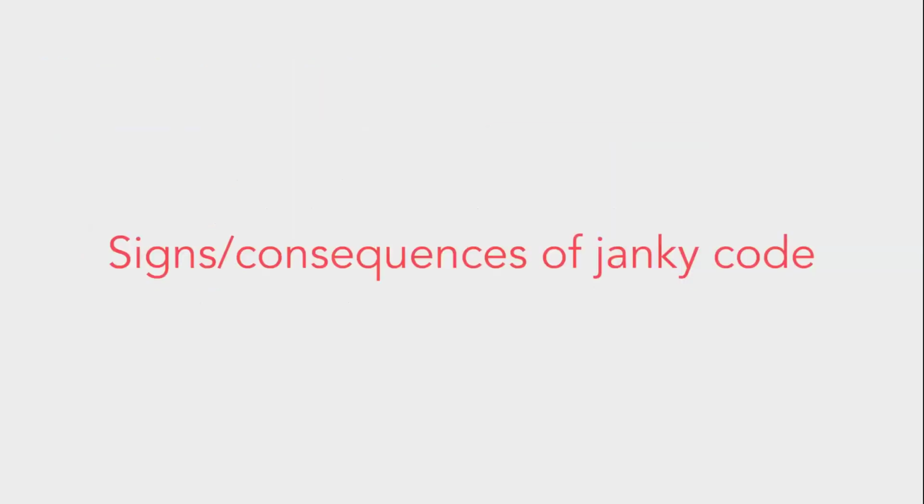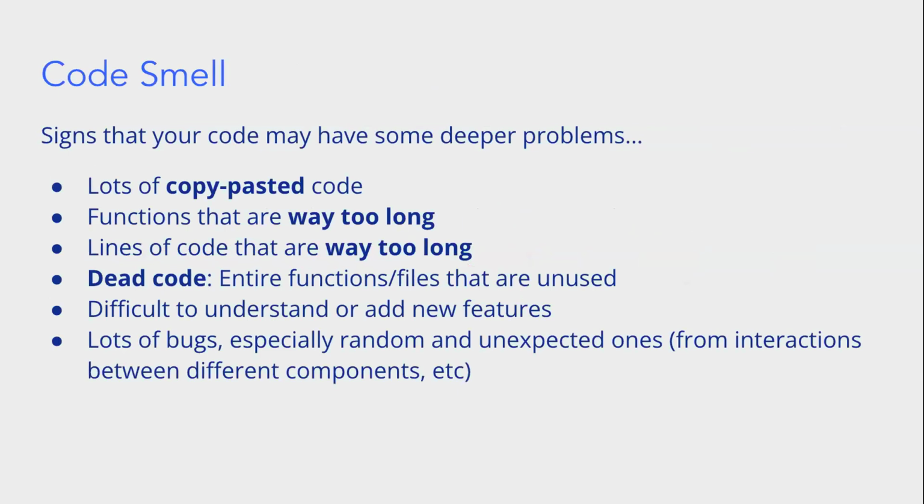Okay, so what are some signs that you're heading down a very, very wrong path with your code? Well, we call this code smell. And as we said before, it's when you have a lot of copy-pasted code, you have functions that are really long, which is a sign they're doing more than they should. You also have dead code, which is functions or files that are unused, and it's just generally difficult to understand and work with.